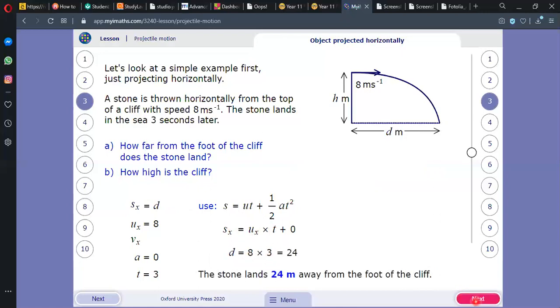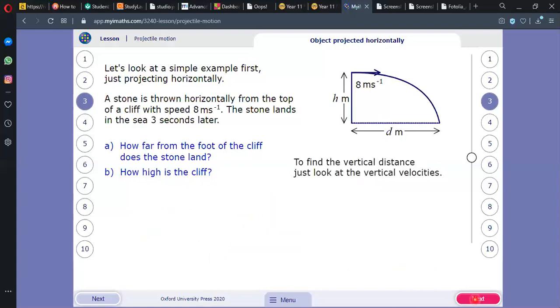So the stone lands 24 meters away from the foot of the cliff. To find the vertical distance, just look at the vertical velocity. So let's do that. I'm going for question B now, because we want to find the vertical distance, which is the height here. So we go with the vertical distance. Sy is your h, according to the diagram.